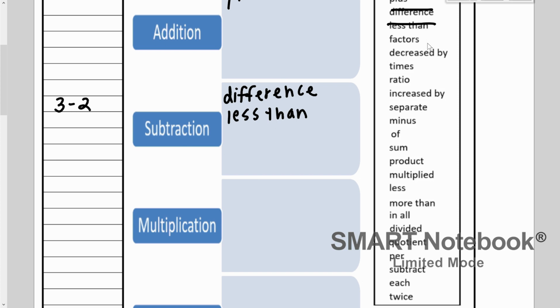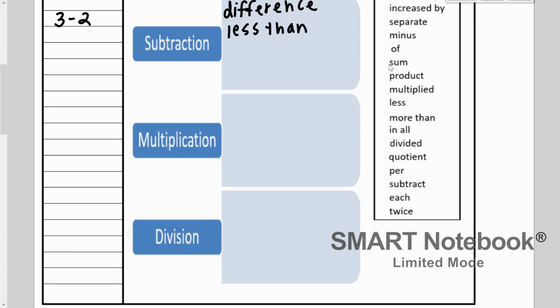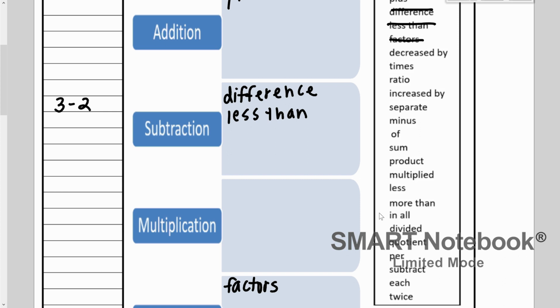Factors. So if I have factors, like 3 and 5 are factors of x, that means we would take x and divide it by 3 or 5. So that would be division. Remember, factors are a number that can be divided by that number. Decreased by, that would be subtraction. If I have 10 decreased by 5, we'd get 5, which would be 10 minus 5.